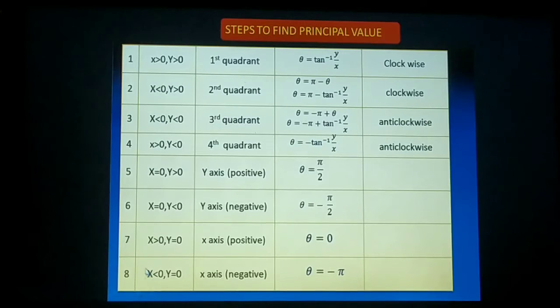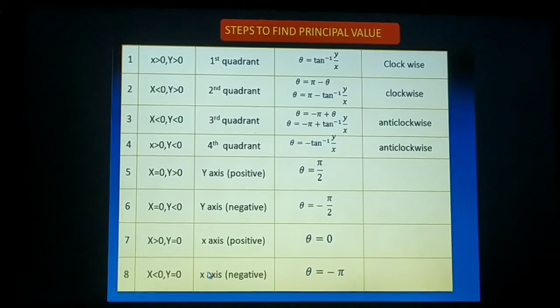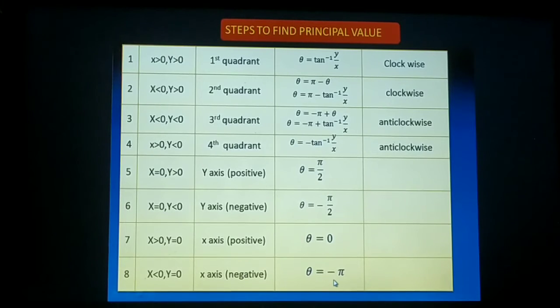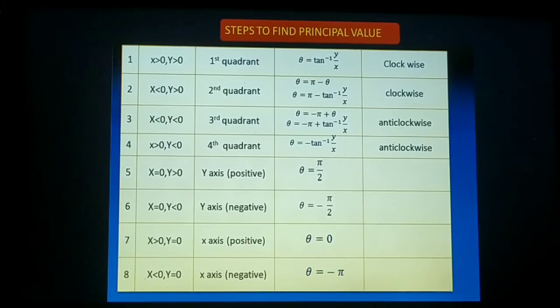In a similar way, if x is greater than 0 and y is equal to 0, it is on the positive side of the x-axis, so theta is 0. And if x is less than 0 and y is equal to 0, it is on the negative side of the x-axis, so theta is equal to minus pi. So we have to remember this table. Using this table we can find the value of theta.